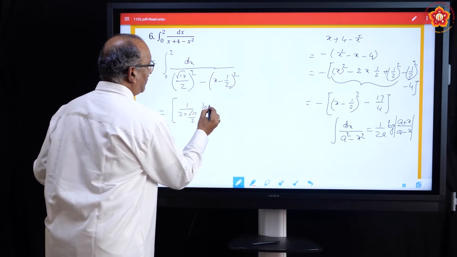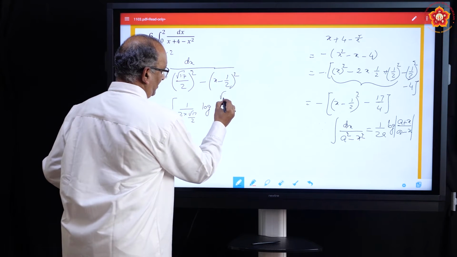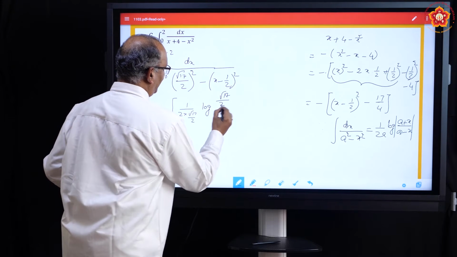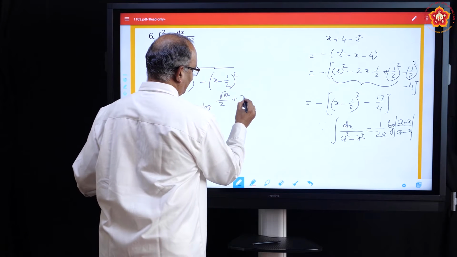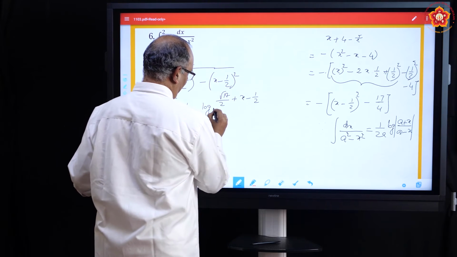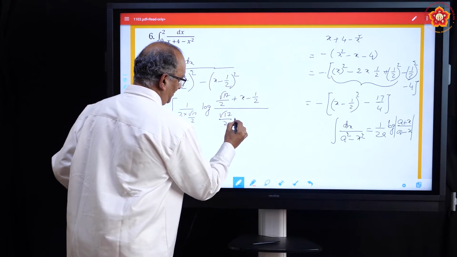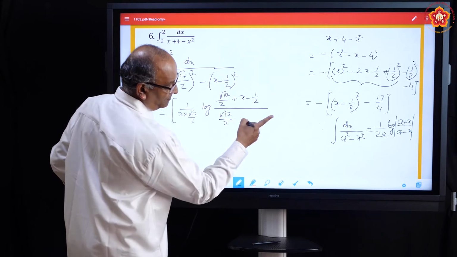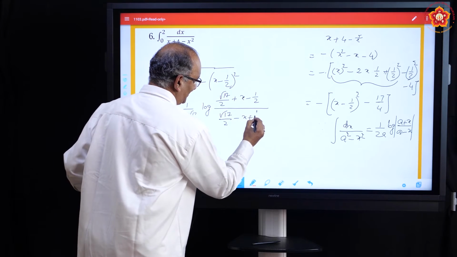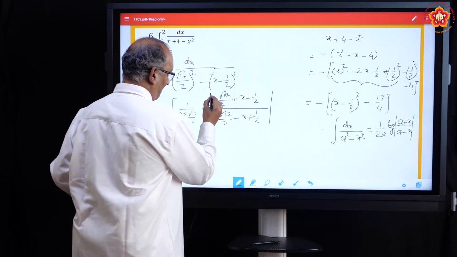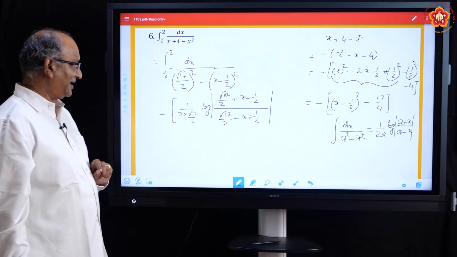log a plus x, root 17 by 2 plus x. In place of x, we have got x minus half, upon root 17 by 2 minus x. So it is minus x plus half. Now we need to simplify. If we simplify, we'll get the answer.